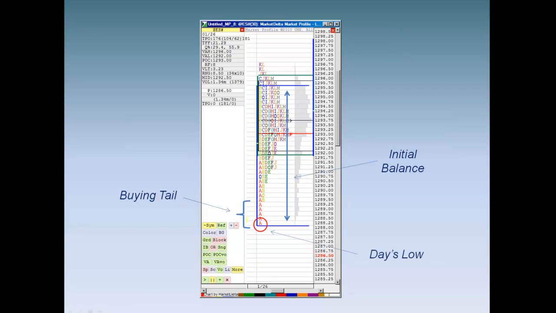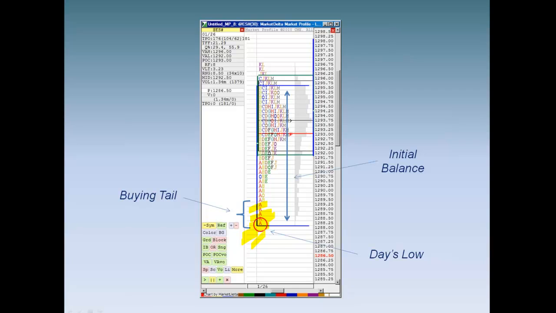The day's low is the lowest point or the lowest print that printed during that initial balance period. It is not difficult to identify the low once you have carefully analyzed this initial period, and once again look for the tails, keep an eye out for those tails, and the rule is the longer the tail, the greater the likelihood that this will hold.